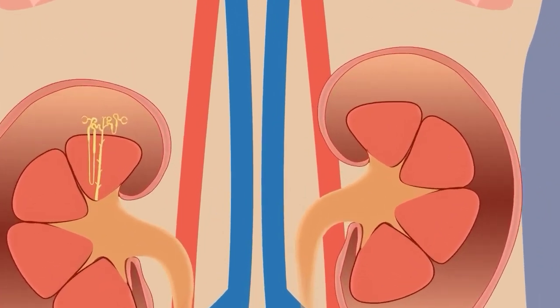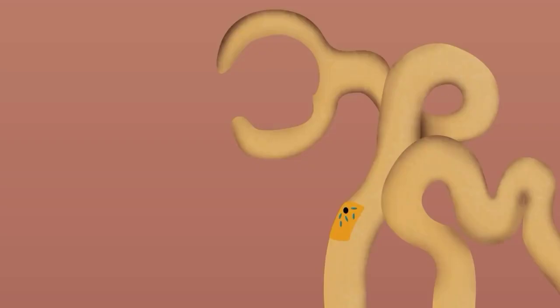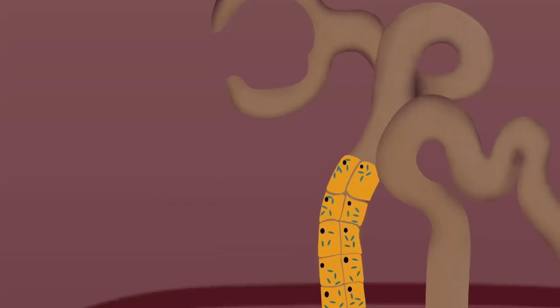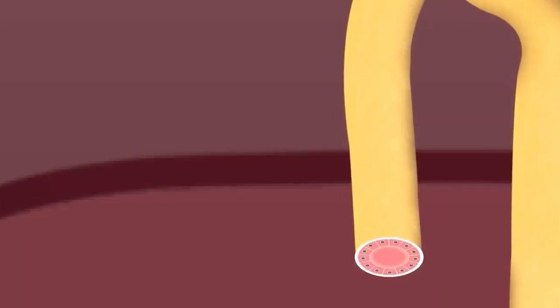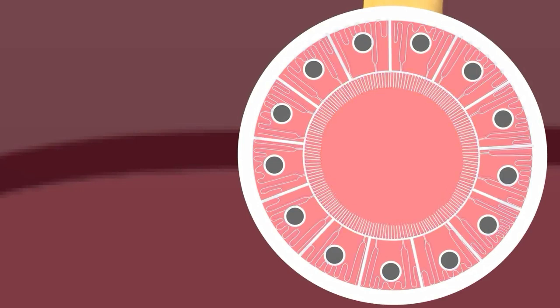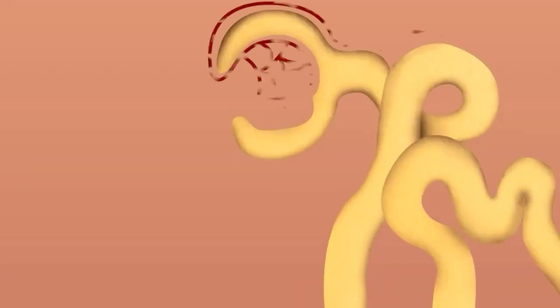Proximal convoluted tubule cells are adapted for absorption in three ways. First is the numerous mitochondria. Second, there's a large surface area due to microvilli and basal channels. And thirdly, the blood capillaries are close.